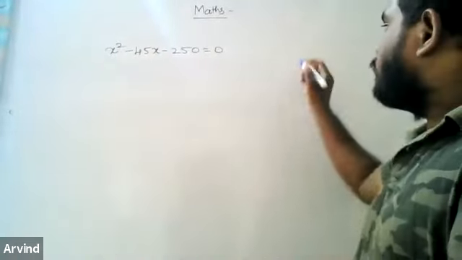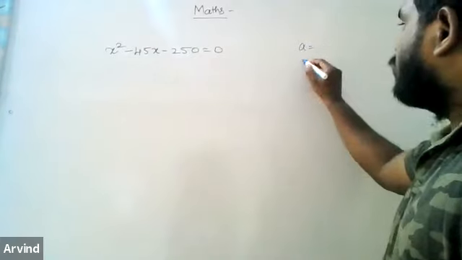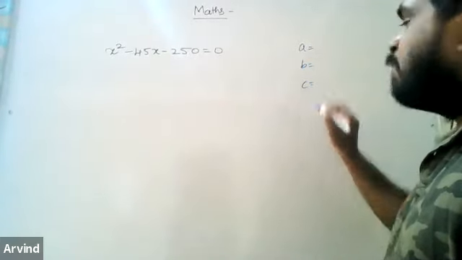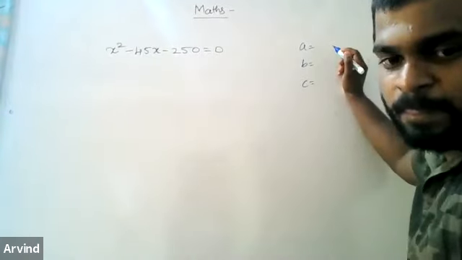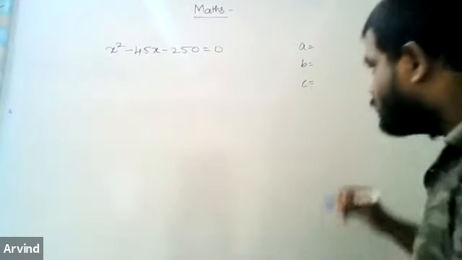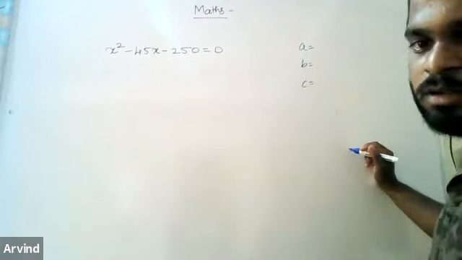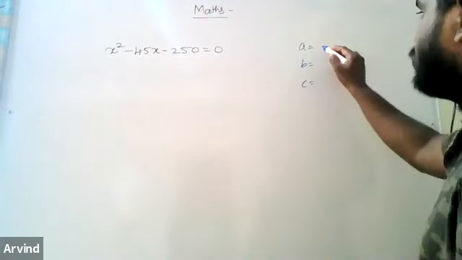Okay. Now you have to find the value. Multiply A and C, sir. Yeah, very good. A, B, C first ಕಂಡುಹಿಡ್ಕೊಳ್ಳೋಣ. A is what? What is the value of A? What is the value of A here? 1. 1. Excellent. Value of B is?